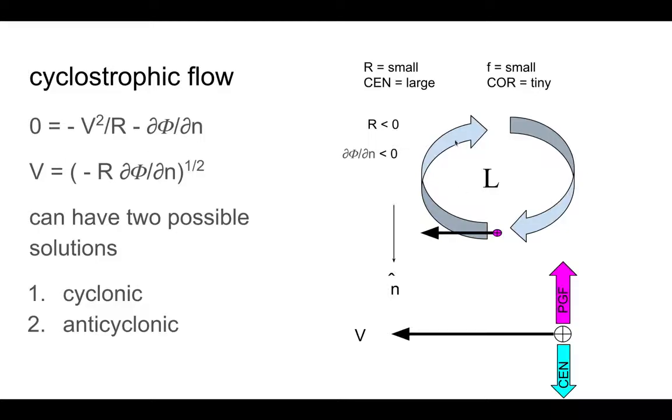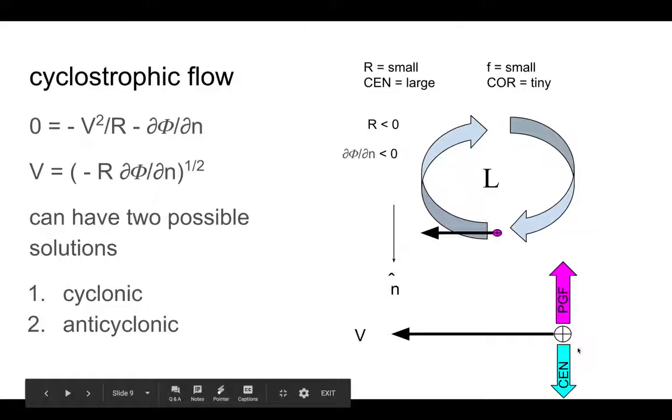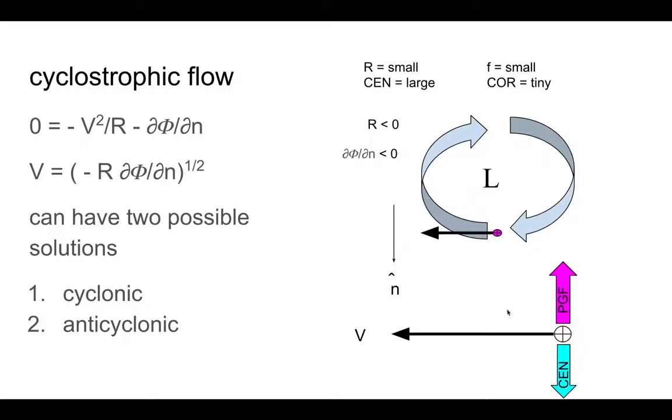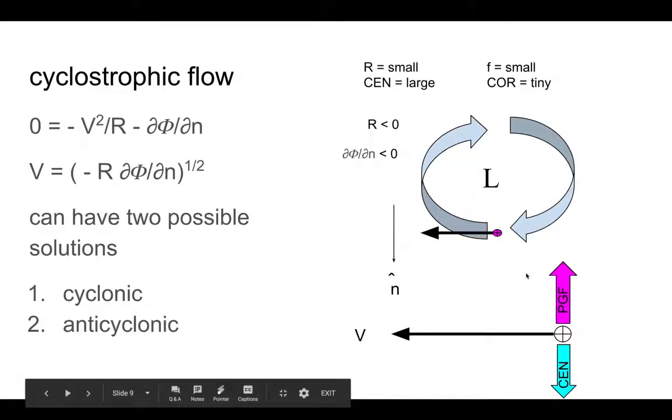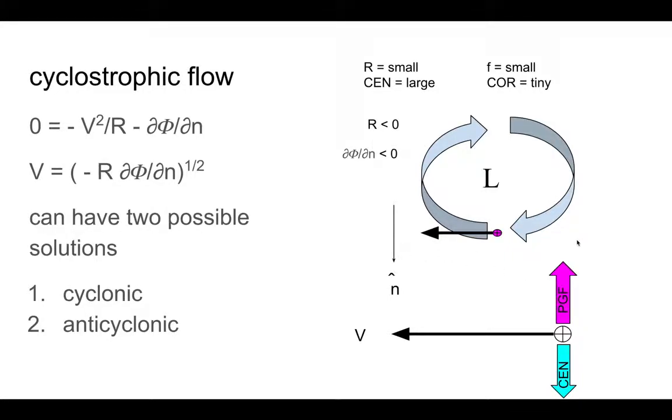But we still end up with low pressure in the center of this circulation. It's just an anticyclonic circulation where, again, the pressure gradient force is balanced with the centrifugal acceleration, which is outward. But the velocity is now going from right to left instead of from left to right.